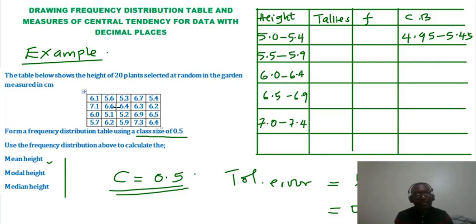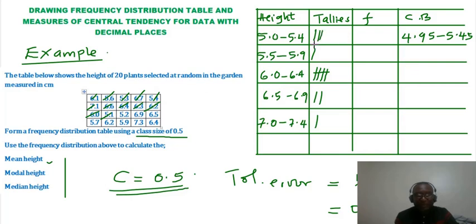So we are going to start tallying. 6.1 belongs to this class. 5.6 here. 5.3 belongs here. 6.7 belongs to this class. 5.4 belongs to this class. 7.1 belongs to that class. 6.6 belongs here. 6.4 belongs to this class here. 6.3 belongs in here. 6.2 belongs in here. 6.0 is making a bundle here.